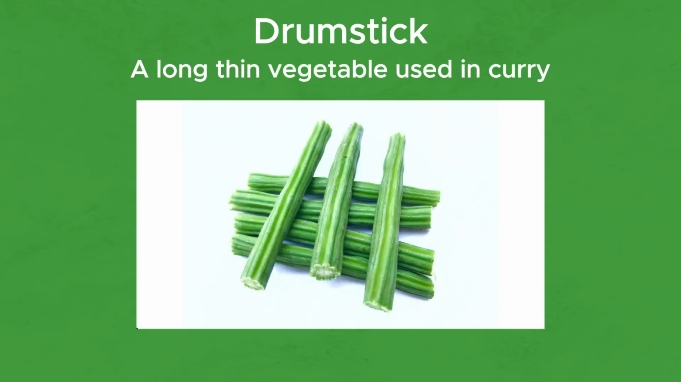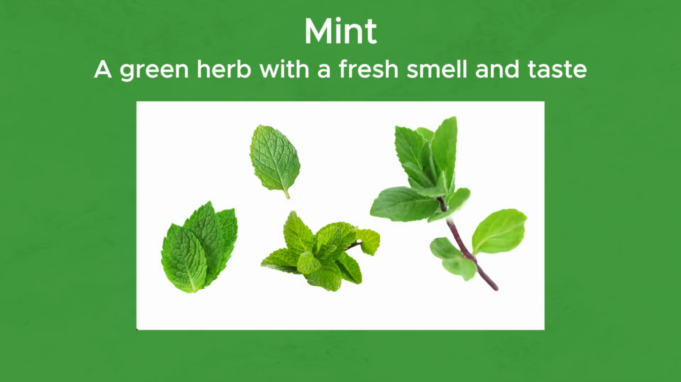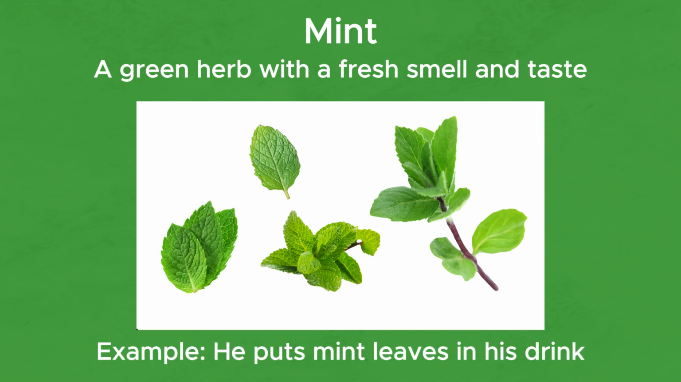Drumstick. A long thin vegetable used in curry. Example, she adds drumstick pieces to the soup. Mint. A green herb with a fresh smell and taste. Example, he puts mint leaves in his drink.